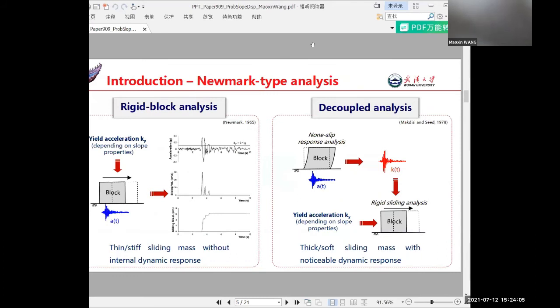The original Newmark analysis assumes the sliding block is rigid, so it can only be used for shallow sliding mass with stiff materials. In contrast, the decoupled analysis can account for the dynamic response of the sliding mass, so it can be used in a more general way. The decoupled method first estimates the equivalent acceleration kT, considering only the dynamic response without the slip scenario, and then uses the kT in the rigid block analysis to compute the displacement.